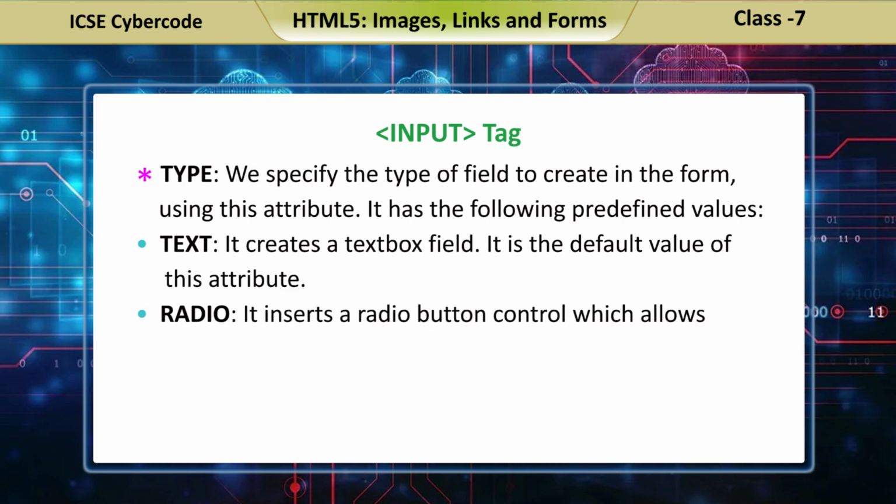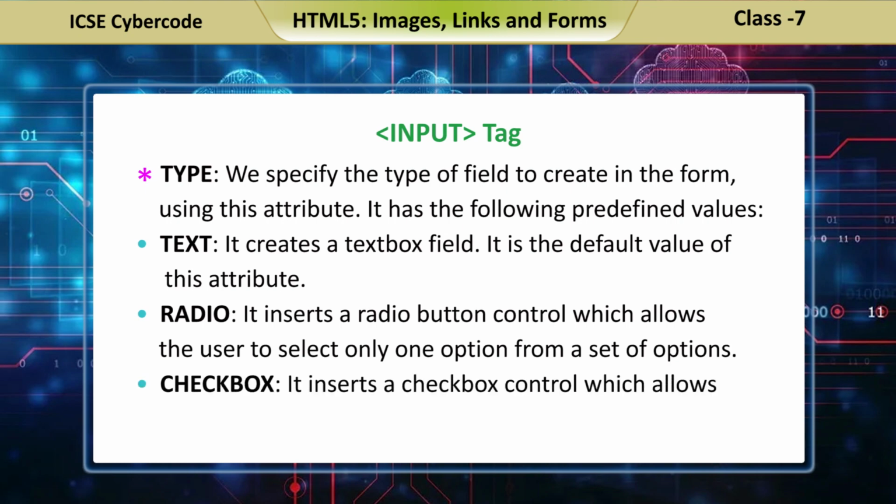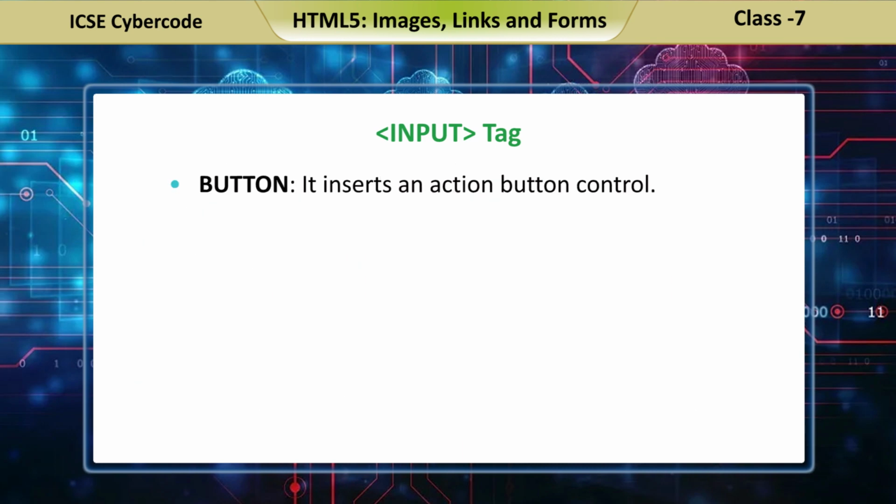Radio. It inserts a radio button control which allows the user to select only one option from a set of options. Checkbox. It inserts a checkbox control which allows the user to select multiple options from a set of options. Button. It inserts an action button control. It performs an action when the user clicks on it.